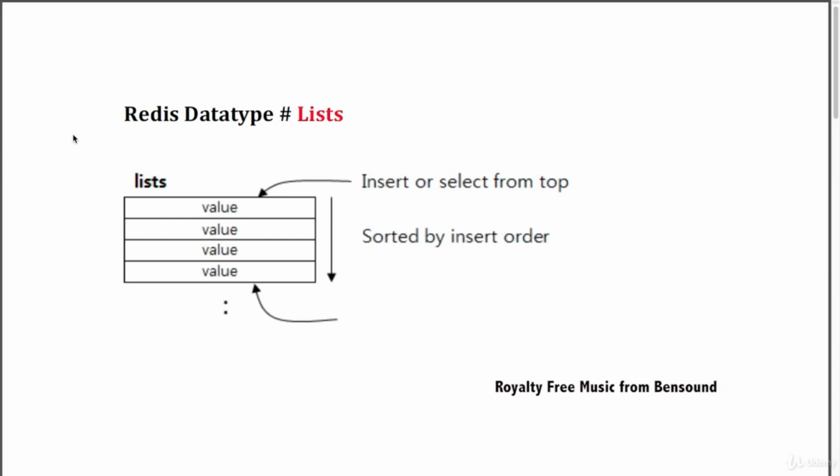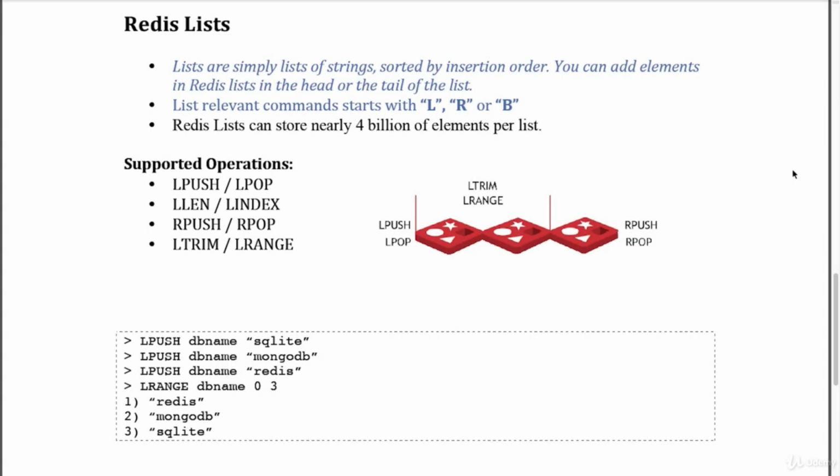Another amazing data type is lists. Lists are simply strings listed by insertion order. You can add elements in a Redis list in the head, or left part, or in the tail, or right part. Redis list relevant commands start with L or R or B. For example, lpush, lpop, llen, lindex, rpush, rpop, ltrim, lrange, etc.